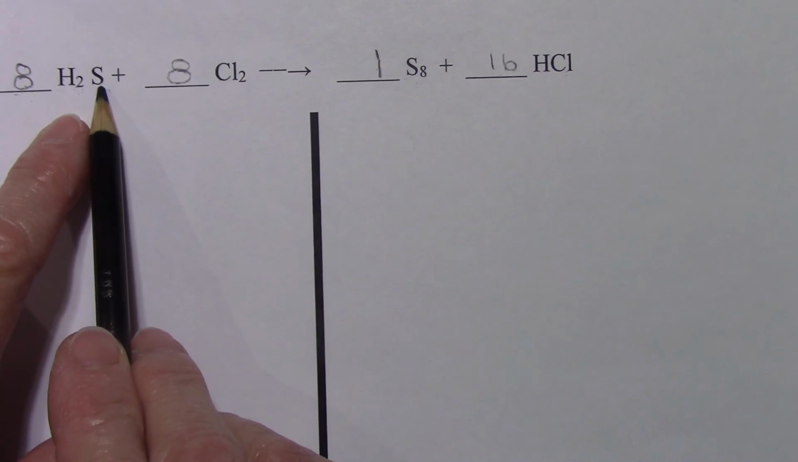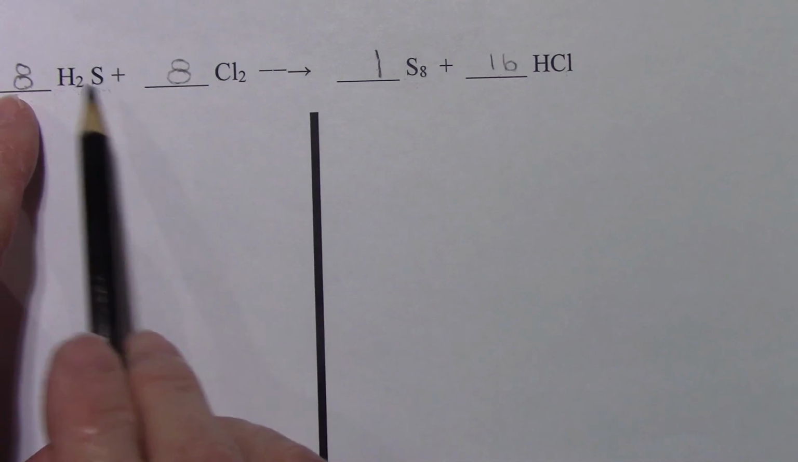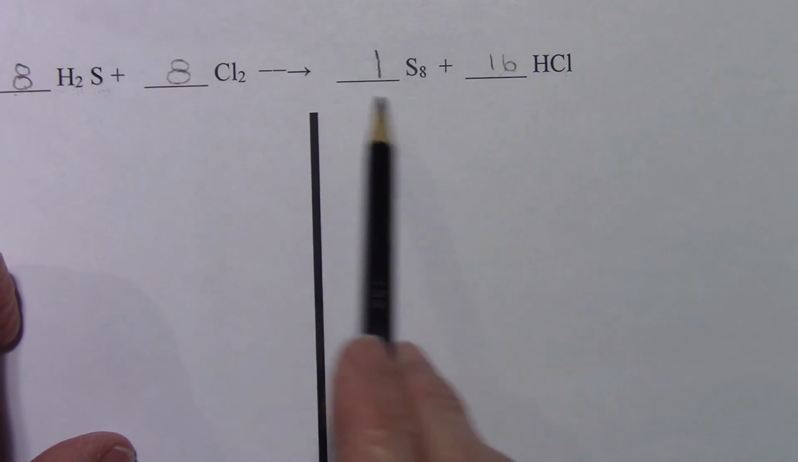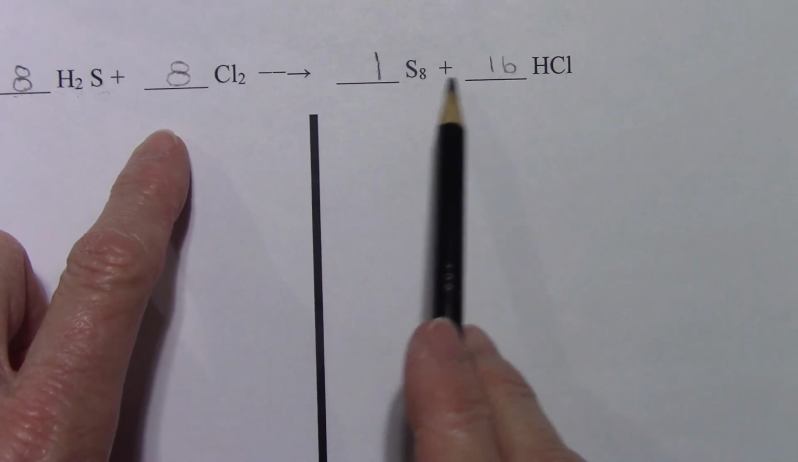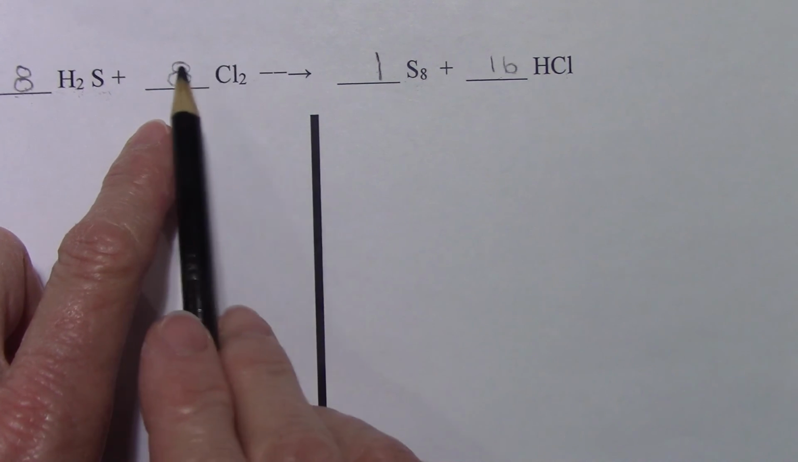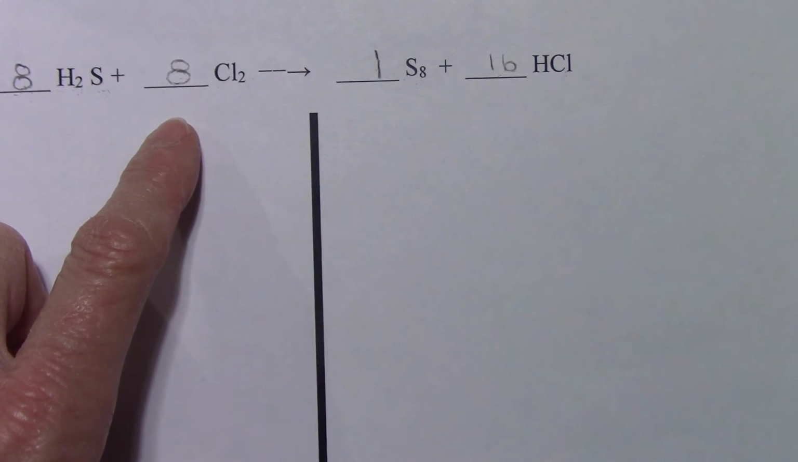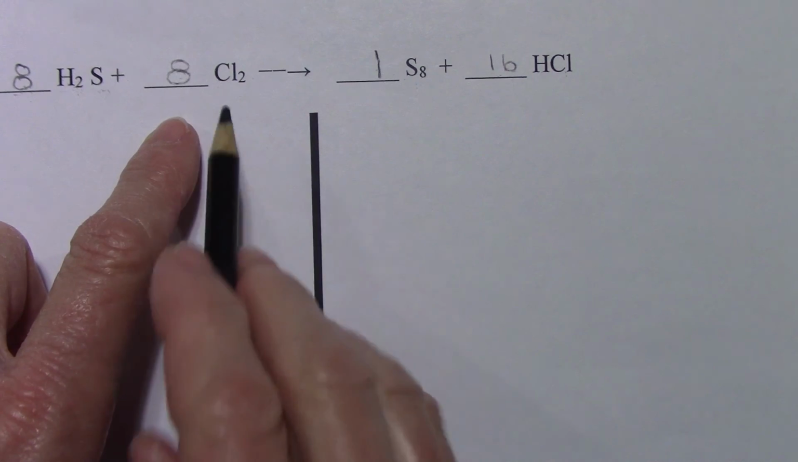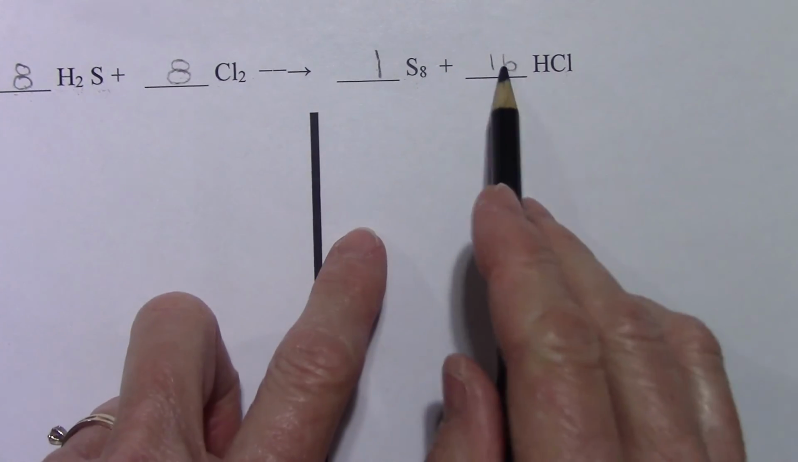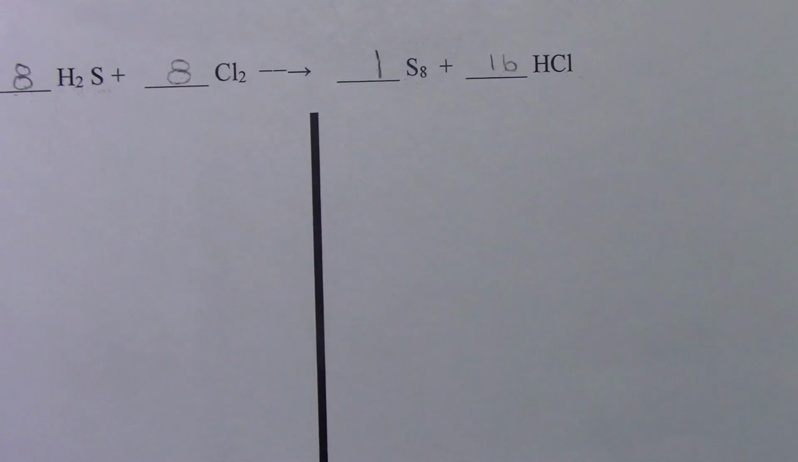The sulfur, I have 8 times 1, the subscript of 1. So that's going to give me 8. And over here I have a total of 8 atoms. And the chlorine, I have 8 molecules, and each one has 2 atoms in it. So that gives me 16. And over here I also have 16.